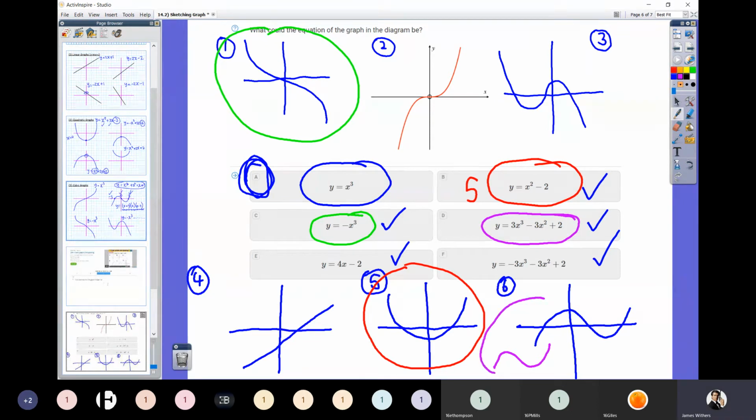Now graph E, obviously that's a straight line graph going upwards left to right, crossing below the x-axis. So that would be that one. And then finally that leaves that graph there being that one up there.